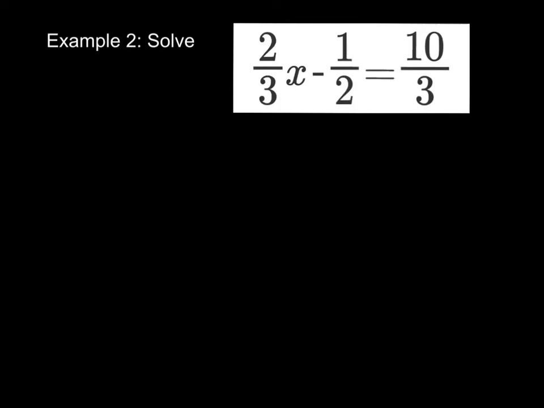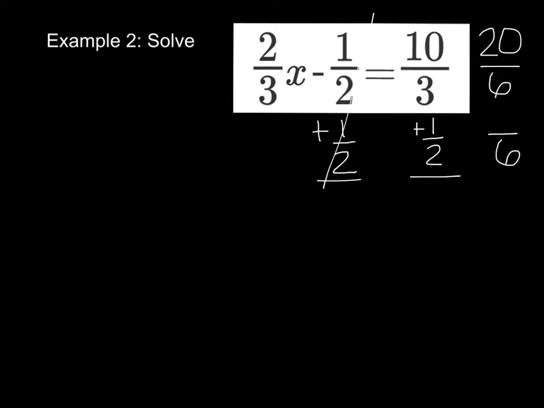I ask myself what's happening between the x and the 1/2. They're being subtracted. So I will add 1/2 on both sides in order to make the 1/2 go away. When I do that, I'm going to have to get a common denominator. 10/3 and 1/2 have a common denominator of 6. Remember, we ask ourselves, 3 will go into 6 how many times? It'll go in 2 times, so I would multiply the top by 2 also. When I do that, 10 times 2 is 20.